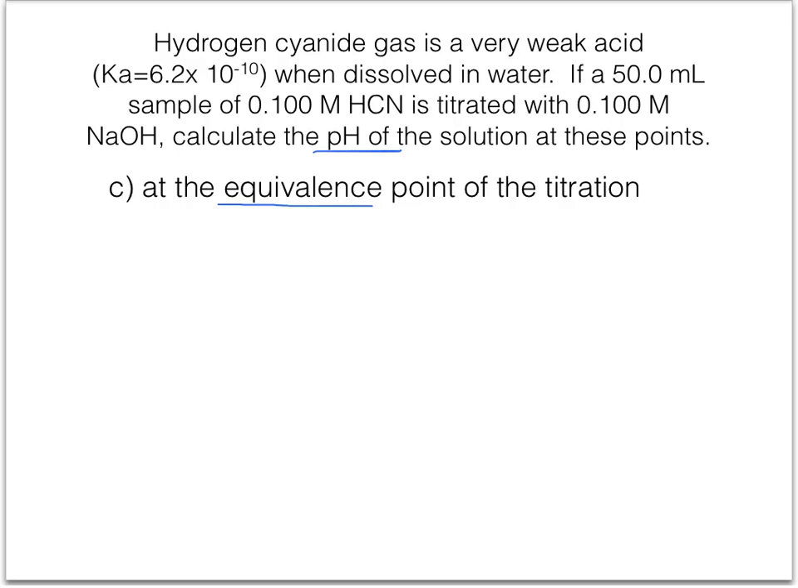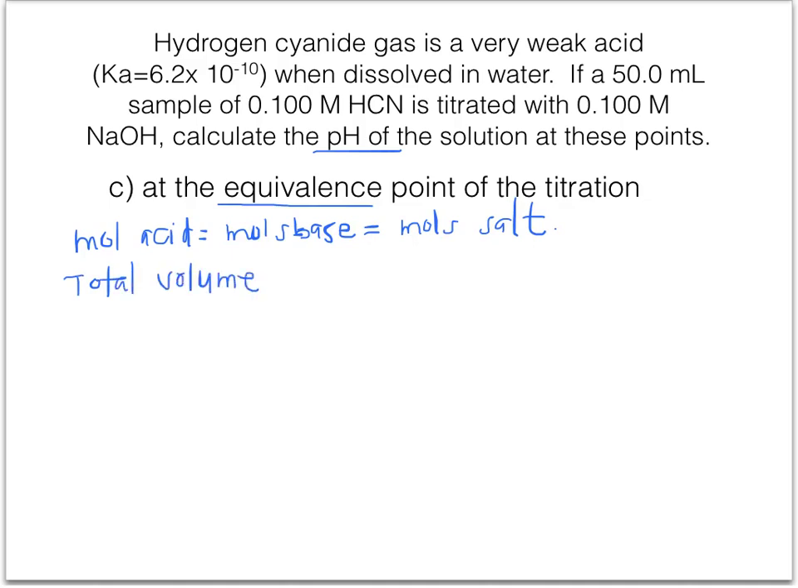We know at the equivalence point the moles of acid equals the moles of base, which equals the moles of salt. Okay? We also know the total volume of the solution. So the total volume of the solution is going to be the 50 mils of acid plus 50 mils of base that we added.